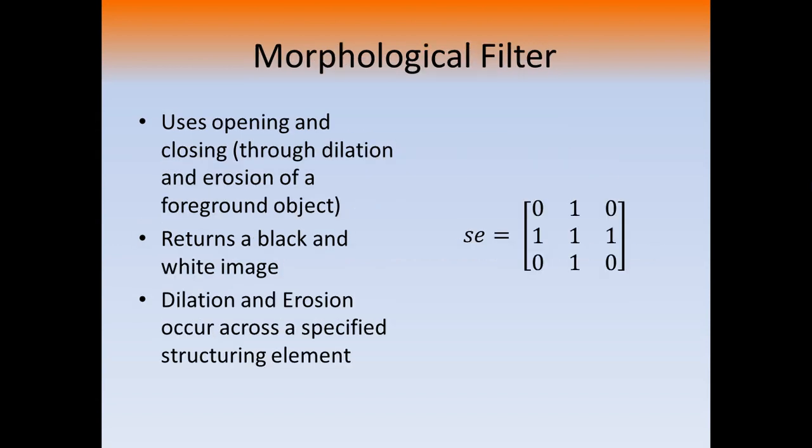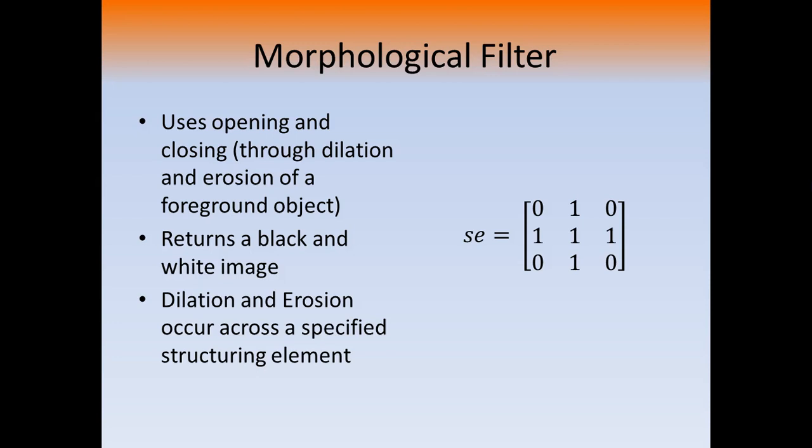Now, lastly, we're going to be using a nonlinear morphological filter, which uses opening and closing, which are accomplished through dilation and erosion, to get rid of noise. Now, this takes a foreground element and actually expands and then contracts it, hoping to get rid of any outlier pixels or any holes in the image, in the background or foreground.